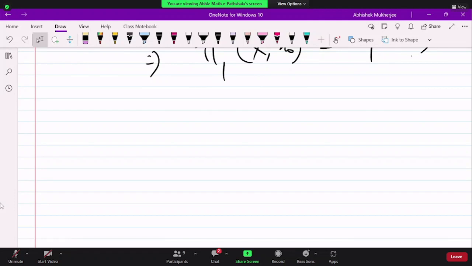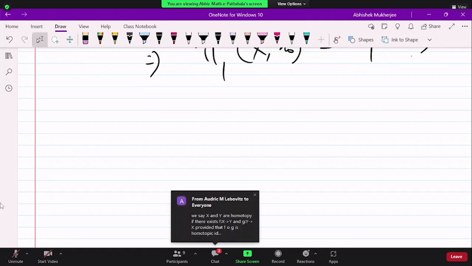And in view of this notion, you can make another definition of contractible space. That means a space is contractible if and only if it has the homotopy type of a one-point space.